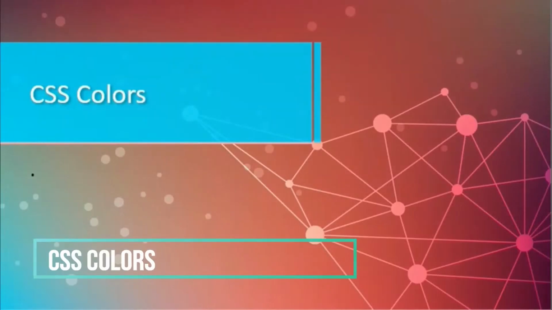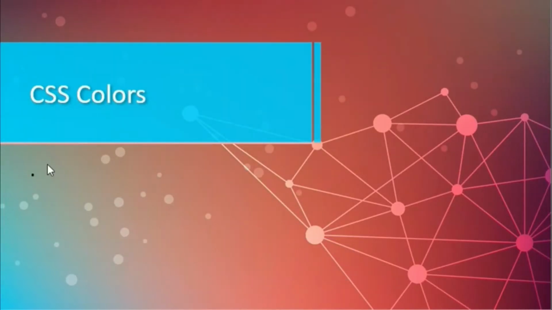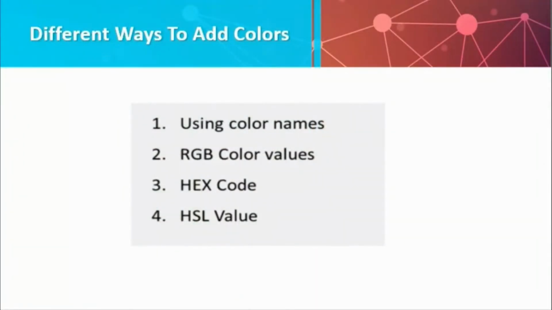Hello and welcome back. In this video, you will learn about adding colors on a web page in different ways. These are the different ways that CSS provides us to add colors. The first way, which is the simplest of all, is using color names. And this is exactly what we have been doing so far. What makes this way so simple is that these are color names and we all know many color names.